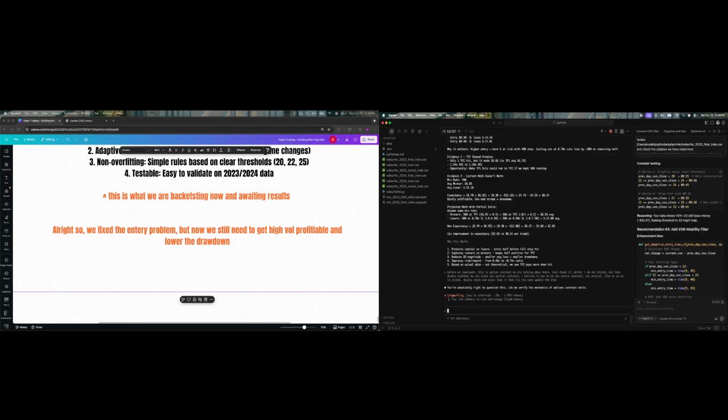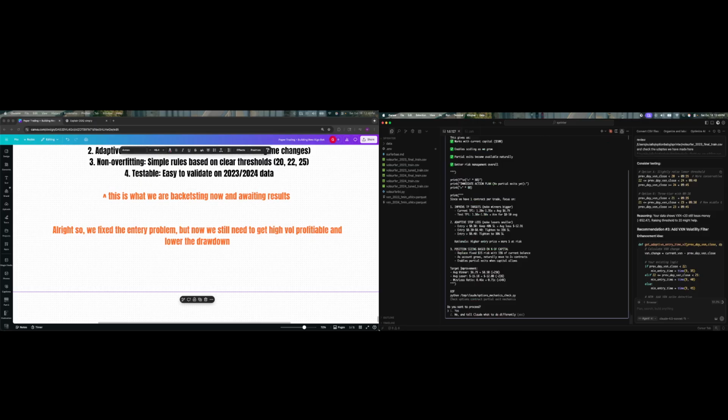You're absolutely right to question this. Let me verify the mechanisms of option contract exits. Because an option contract is a whole contract, right? It's not like a stock where you can do fractional positions. It has to be the whole thing. You can't just say, "Oh, all right, I'm just gonna drop half of it."